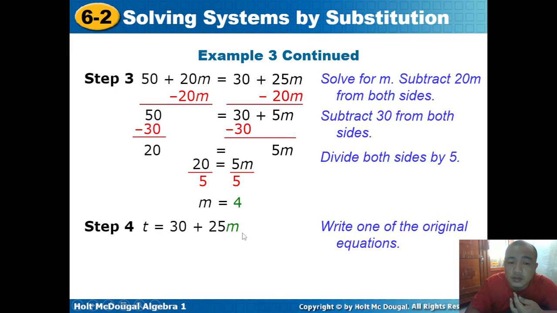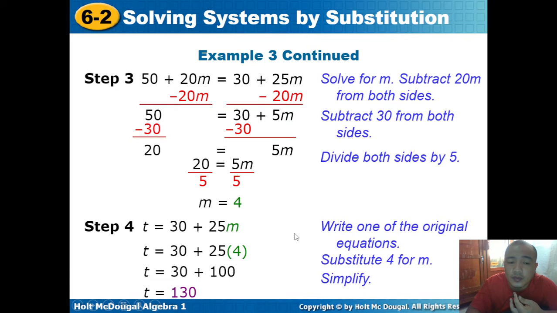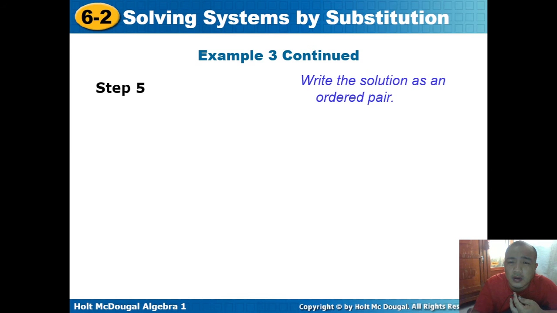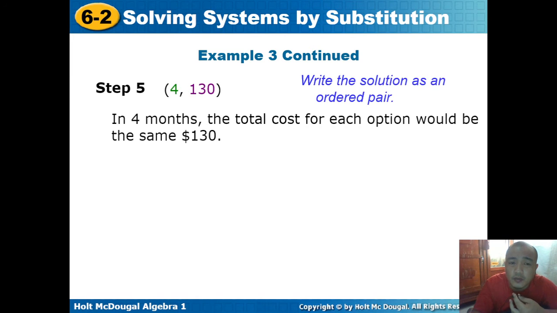So write one of the original equations: T equals 30 plus 25M. Substitute 4 for M. 100 plus 30, 130. What does this mean? T is 130, M is 4. So the ordered pair is (4, 130). So in 4 months, the total cost for each option would be the same, $130.